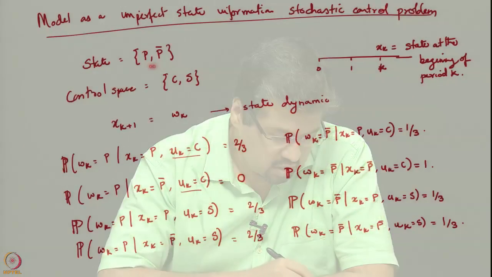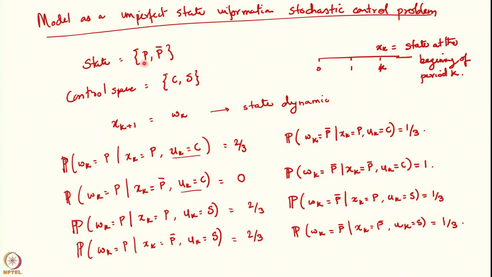Welcome everyone. We were studying a model of stochastic control with imperfect state information, and the example we were considering was that of a machine repair problem. The machine could be in two possible states, P and P bar, which denoted a good state and a bad state. We had two possible control actions. One was to continue the operation, the other was to stop and inspect the machine.